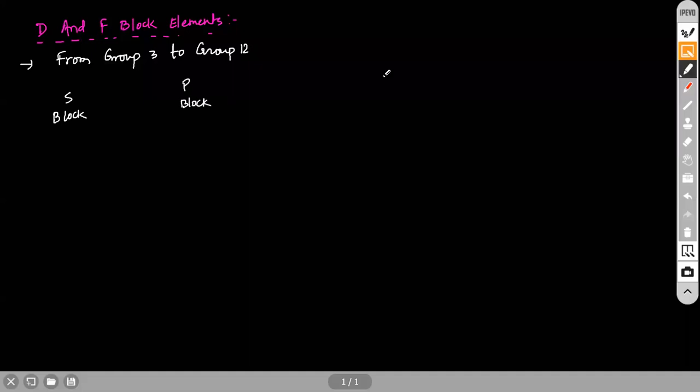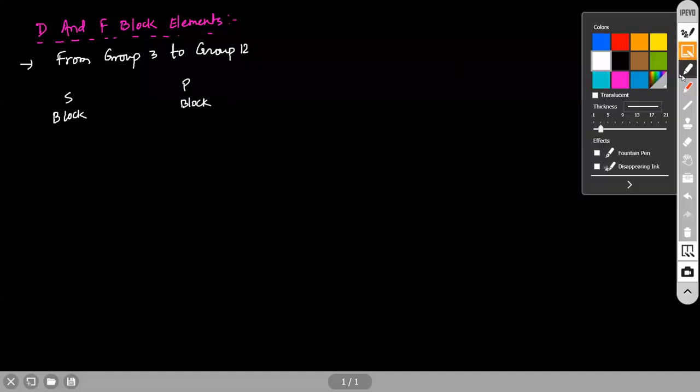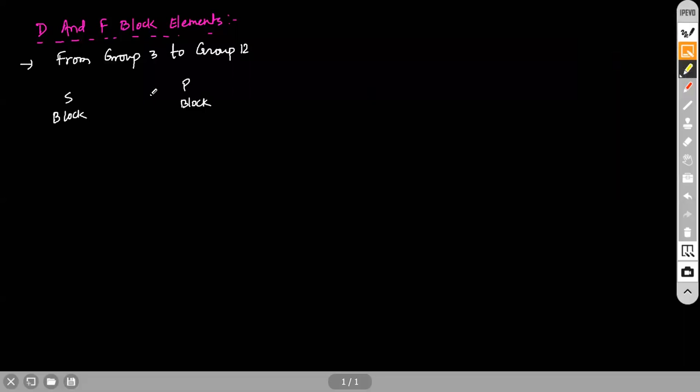Okay, so D and F block elements lie between S block and P block. So here we have the transition elements. The first two groups are S block, and P block starts from group 13. So here we have groups 3 to 12. This is the first thing.